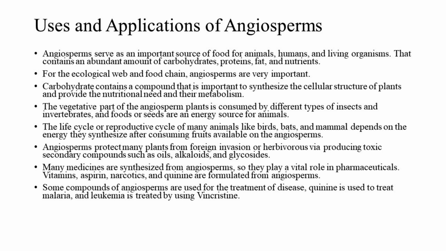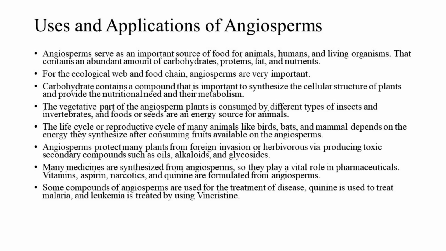The life cycle or reproductive cycle of many animals like birds, bats, and mammals depends on the energy they synthesize after consuming fruits available on the angiosperms. Angiosperms protect many plants from foreign invasion or herbivory by producing toxic secondary compounds such as oils, alkaloids, and glycosides. Many medicines are synthesized from angiosperms, so they play a vital role in pharmaceuticals. Vitamins, aspirin, narcotics, and quinine are formulated from angiosperms.